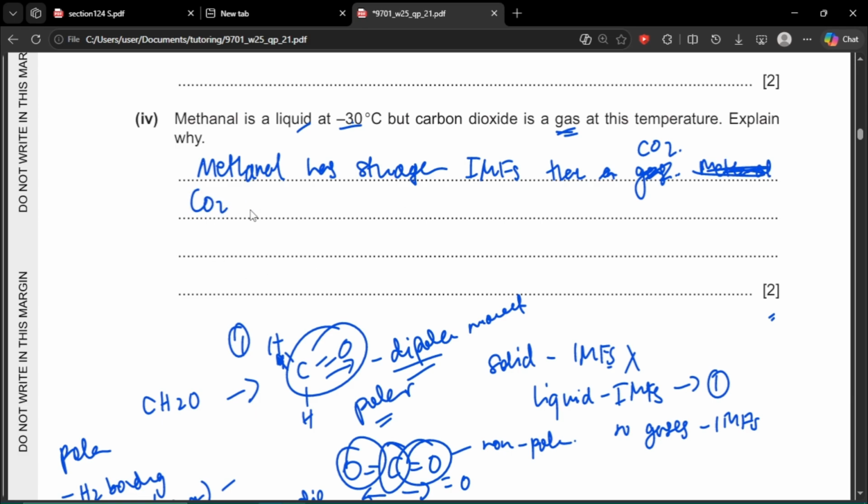I think it's better to mention it from carbon dioxide's perspective, making carbon dioxide the subject of the answer, because you just have to mention one point, which is that carbon dioxide has weaker forces, sorry, only has temporary dipole. Please do not write shortcuts, by the way. I'm writing shortcuts because I want to save time. I don't want to waste your time. Dipole induced forces.